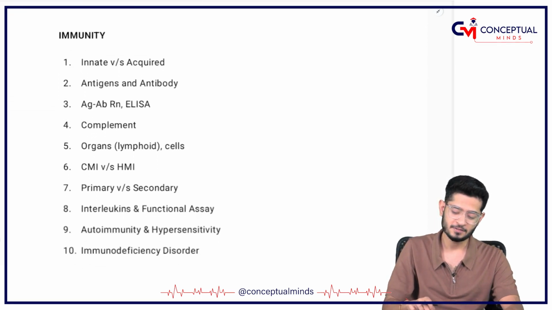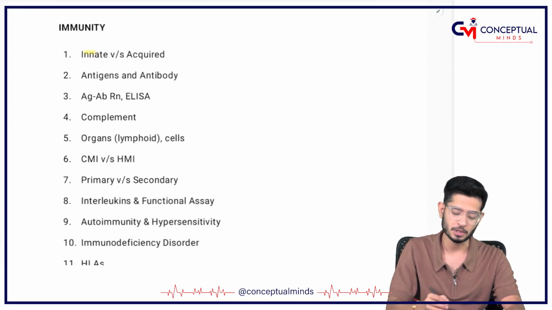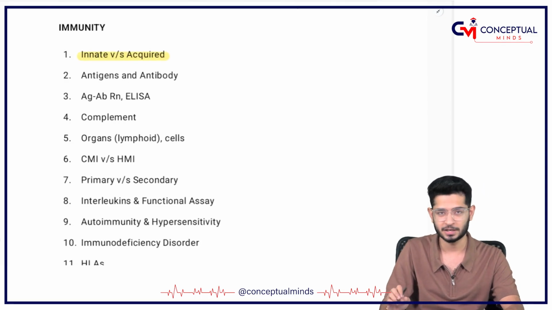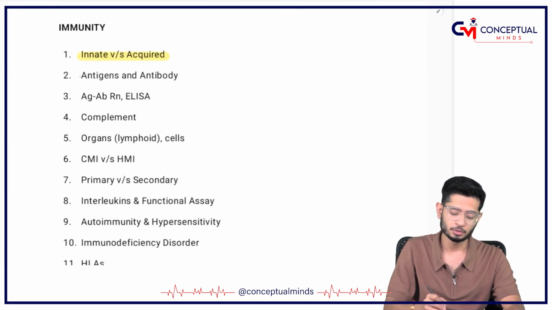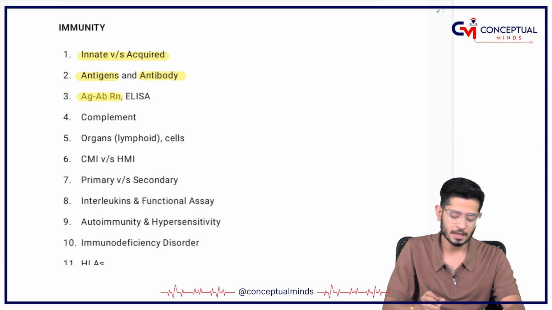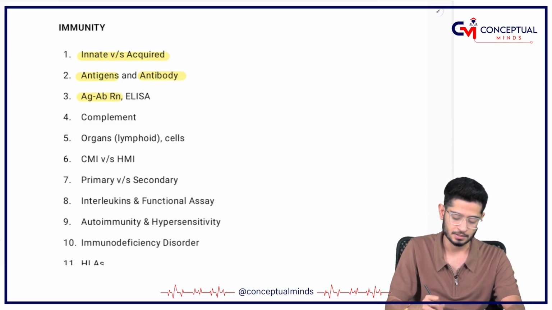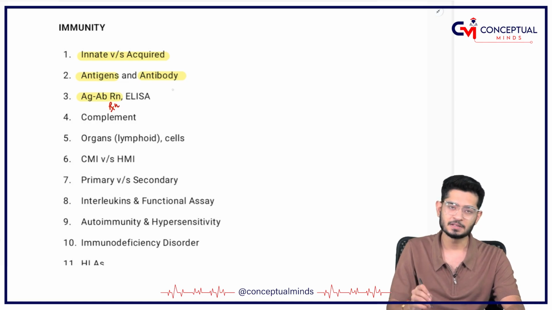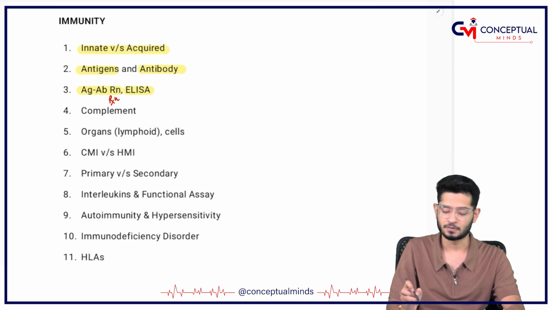So in immunology, first of all, we will discuss the difference between innate immunity and acquired immunity. Next, we'll go to the different antigens and antibody. What are antigens, antibody, and the related stuff we'll cover. Next, we'll have the antigen-antibody reaction. Alright, so we'll discuss the antigen and antibody reactions. And in this video only, we'll cover the ELISA also.